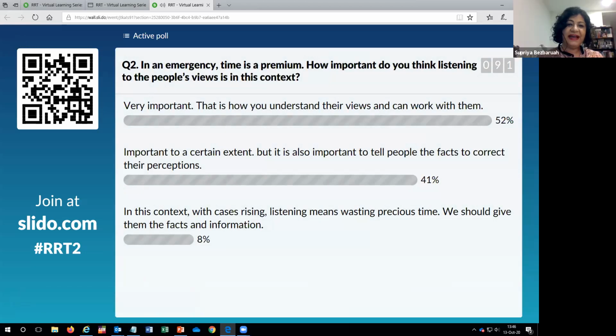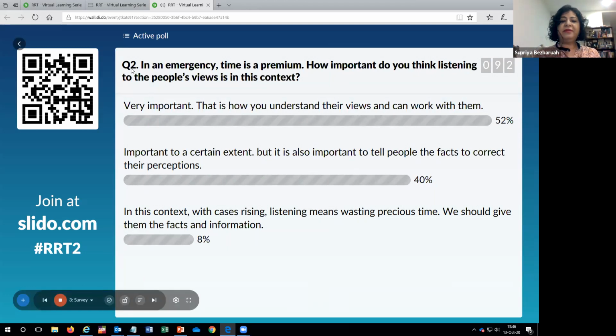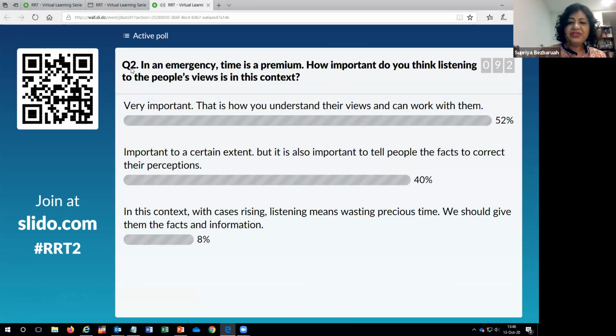In an emergency, time is a premium. How important do you think listening to the people's views is in this context? And many of you work on the ground, you're in a rush. When you're in a rush, is there time to listen to people? How important is it? Because the majority feel that it's very important.